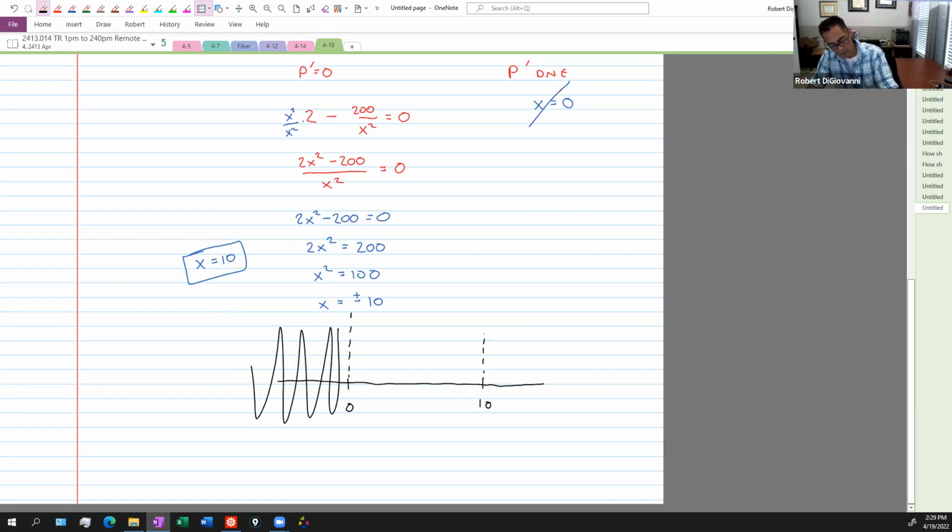So I only have really 2 test points I need. Something here, how about 5? Something here, how about 20? And those are going to get plugged into the derivative, right? The derivative, because this is where we're trying to see where it goes up and down and up. So I'm testing P prime of 5 and P prime of 20. What's our function called? P.